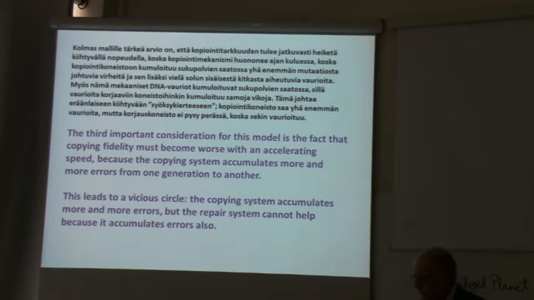The third important, you can see the slides I went over because to save time, you can see them on the internet site of the society. And the third important consideration for this model is the fact that copying fidelity must become worse with an accelerating speed, because the copying system also accumulates more and more errors from one generation to another. This leads to a vicious circle. The copying system accumulates mutations, more and more errors, but the repair system cannot help because it gets errors also. So it's a vicious circle. It's more fast all the time, getting more sickness.